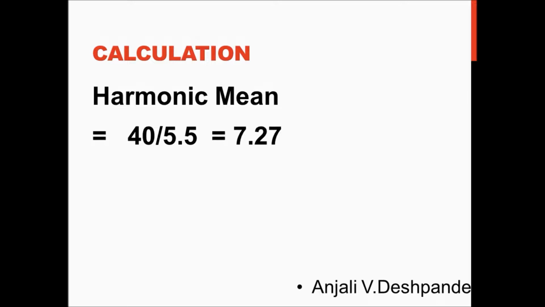In this case, the total number of companies is 40. So n is 40, divided by the summation fi into 1 upon mi, which if you do the calculation comes out to be 5.5. So 40 divided by 5.5 is 7.27%. So the average dividend yield of the 40 companies is 7.27%.